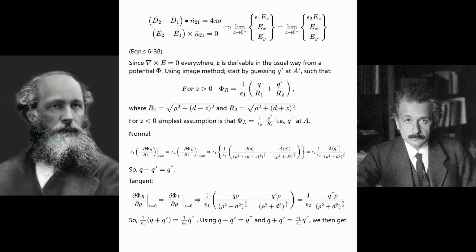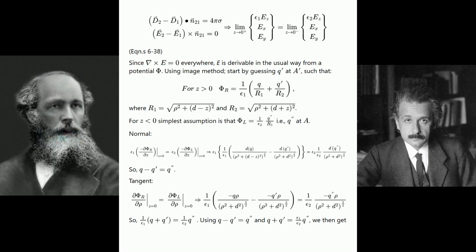Equation 6-38. Since ∇ × E = 0 everywhere, E is derivable in the usual way from a potential Φ. Using the image method, start by guessing Q' at A', such that Φ is given by the equation shown, where r_1 equals the square root of ρ² + (d − z)² and r_2 equals the square root of ρ² + (d + z)². For z < 0, the simplest assumption is that Φ_L = (1/ε_2)(Q''/r_1), i.e., Q'' at A.